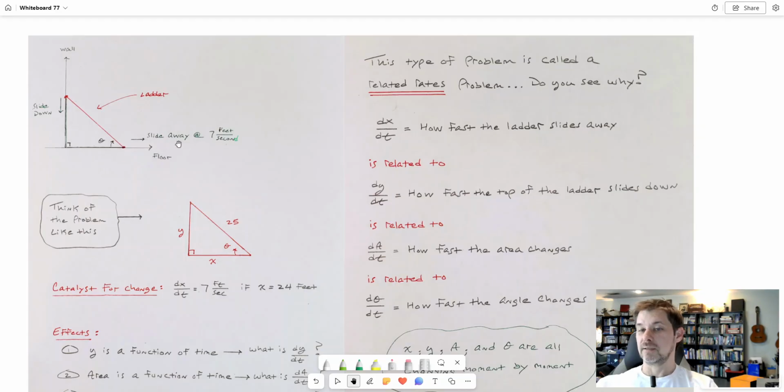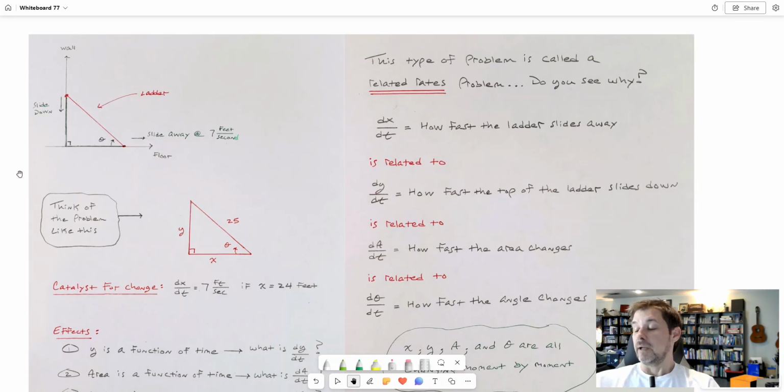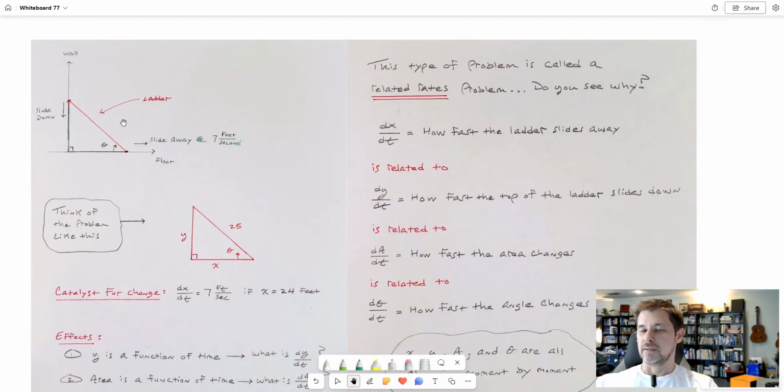The base slides away at 7 feet per second, okay? Or is sliding away at 7 feet per second. All right. And what would happen is that the top would slide down, and some other things about this picture here in this scenario would begin to change also, okay? So how about like this? That's the scenario. That's how I think of it as it was described to me.